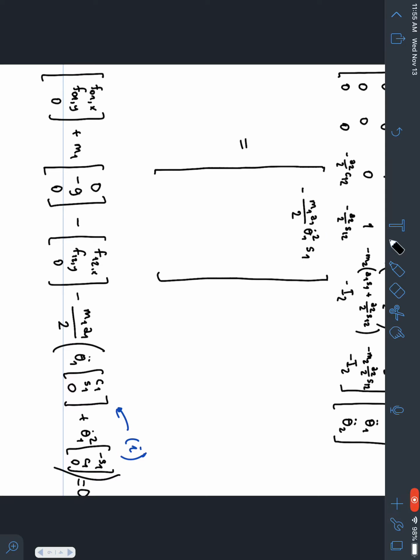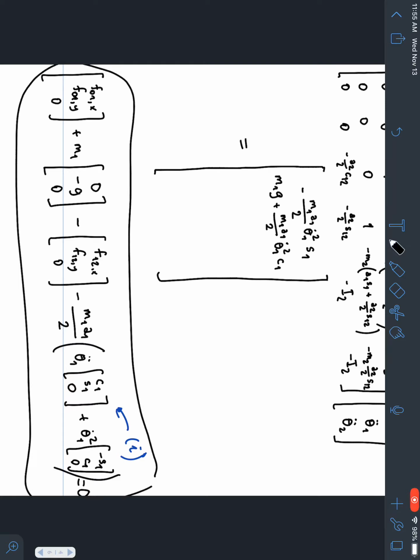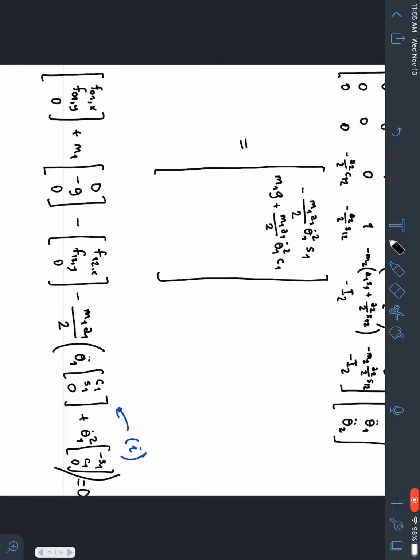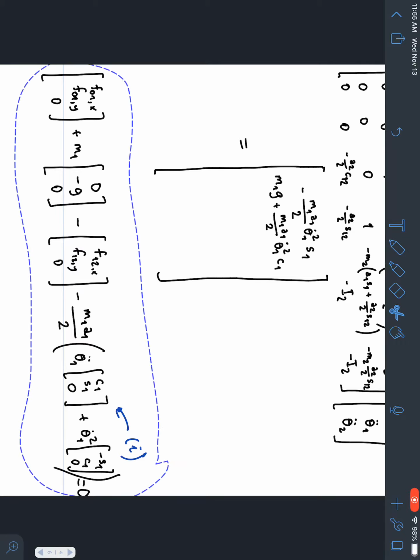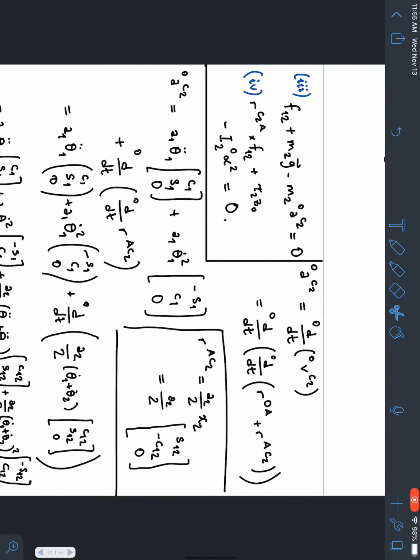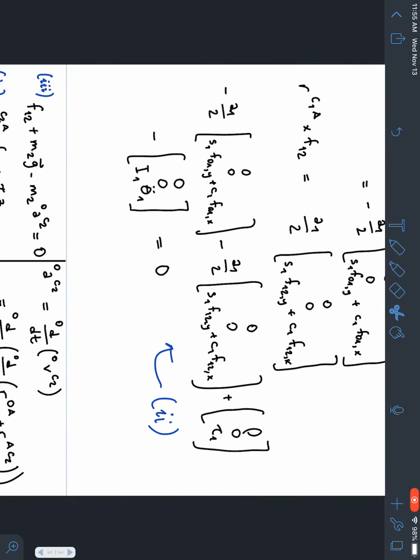The second component does involve m1 times g and then a plus m1 a1 divided by 2 theta 1 dot squared cosine of theta 1. Yeah, and that's all the known parts in this equation here, and so I'm done with that. I can erase this part and bring in the second equation now, which is right here.